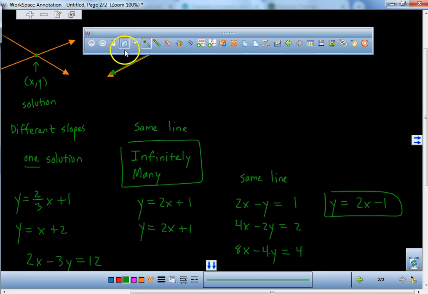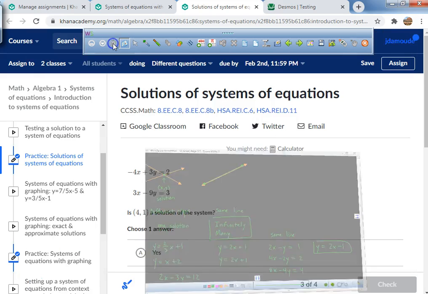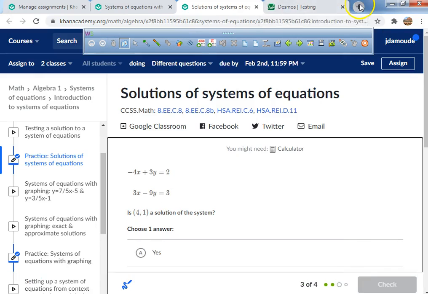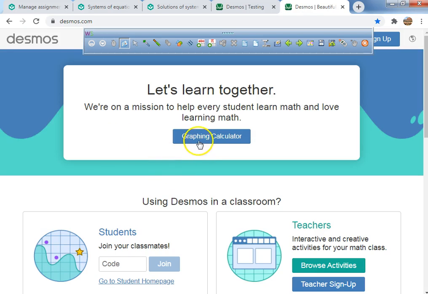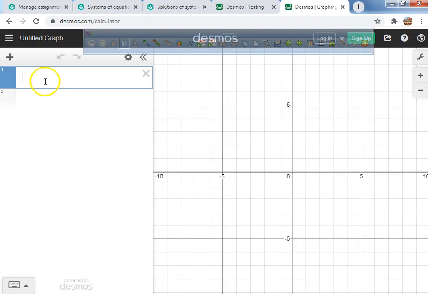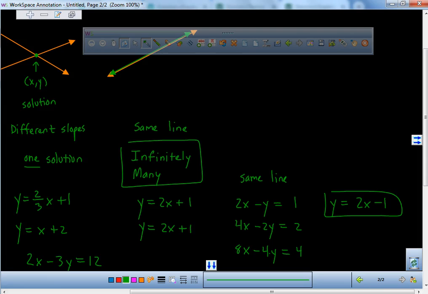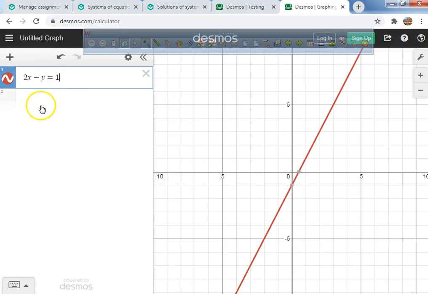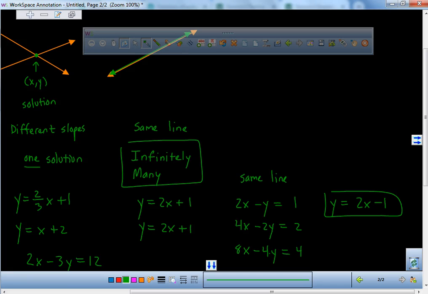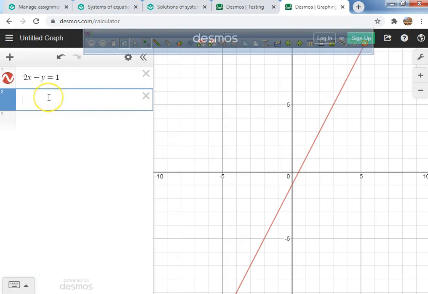Now I'm going to show you in Desmos real quick that what I'm telling you is true. Although I can't do test mode, I've got to do regular mode. Okay. So if I did 2x minus y equals 1, and then I did 4x minus 2y equals 2.